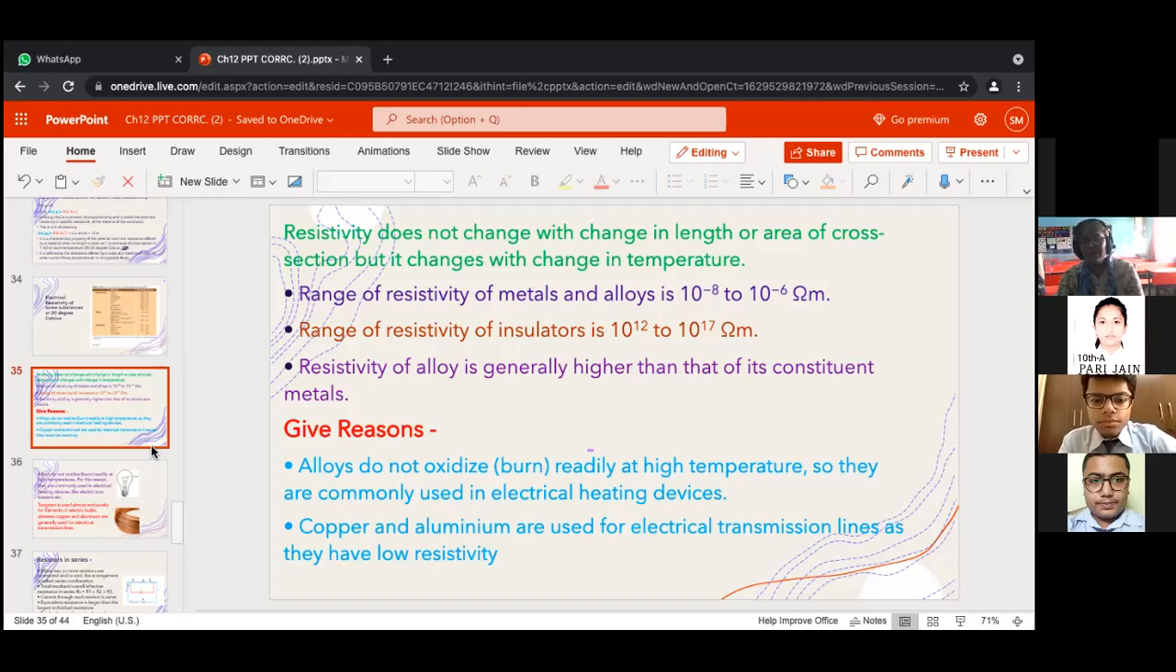Now the give-reasons. Alloys do not oxidize or burn readily at high temperature. Therefore, we use them in electrical heating devices. And copper and aluminum are used for electrical transmission lines because they have low resistivity, low resistance. Thus, they are good conductors. The lower the resistivity, the better the conductor. So they are used for electrical transmission lines.